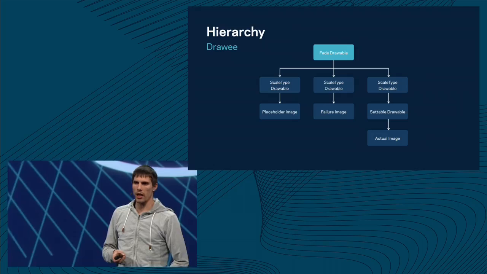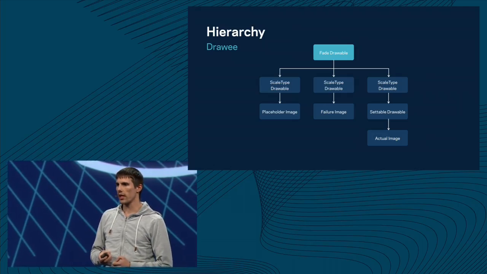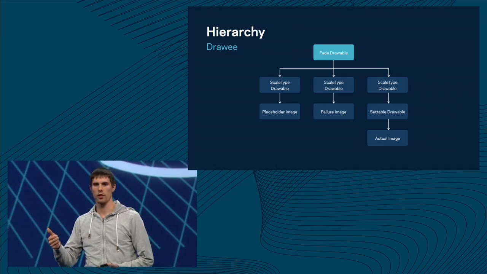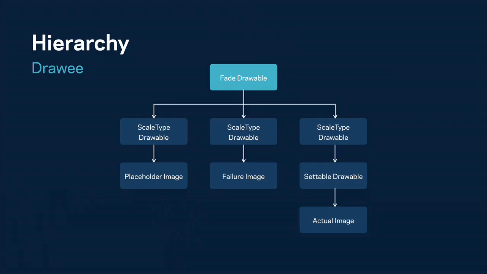Here we see an example hierarchy that, as its root, has a fade drawable. There are three branches: one for the placeholder image, one for the failure image, and one for the actual image. Each branch has its own scale type drawable, so that each can be displayed with a different scale type. A hierarchy like this allows us to display the placeholder image until the actual image is ready, and then once the actual image is ready, we can nicely fade to it. We use drawables rather than views because drawables are much lighter and also more flexible.